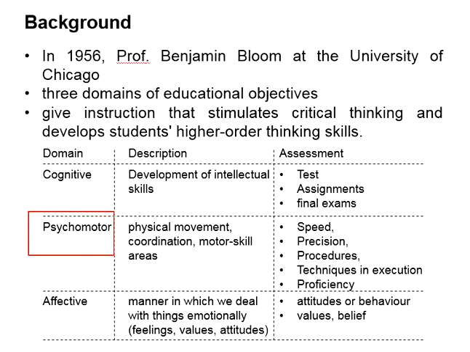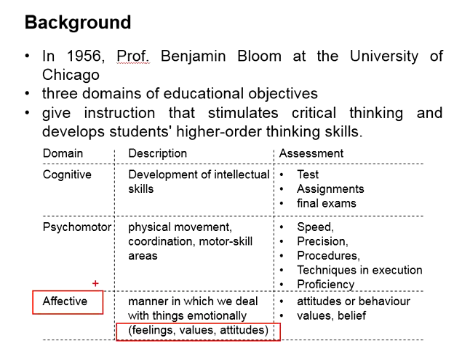The second one is the psychomotor. This is related to motor skills, physical movement, and coordination. That means this psychomotor domain is related to skills and mostly to movements. Now the third domain is the affective. This one is related to values, attitudes, and also feelings. Anything related to this will be categorized under the affective.